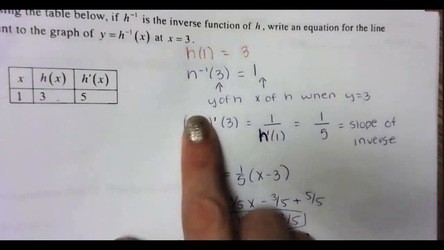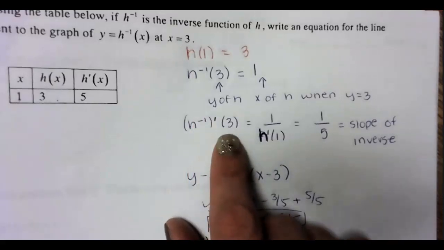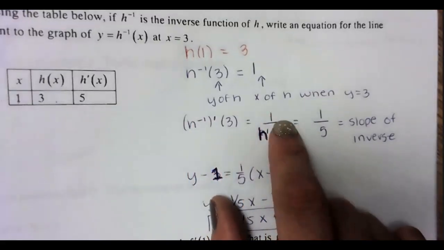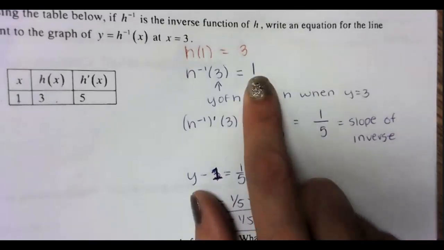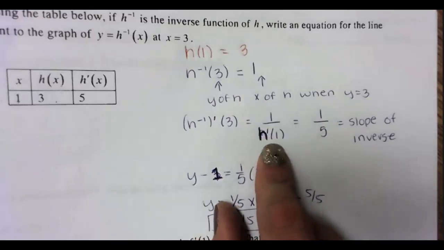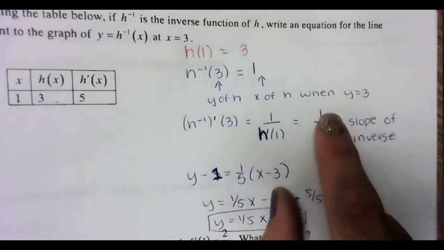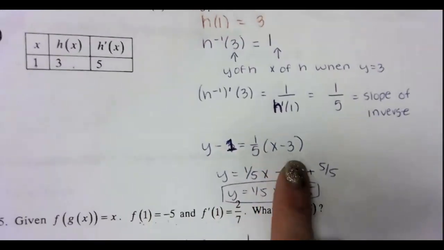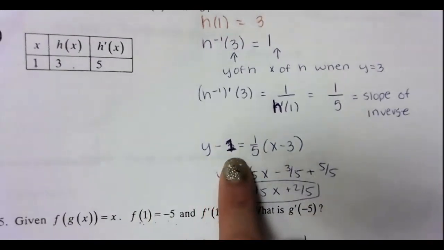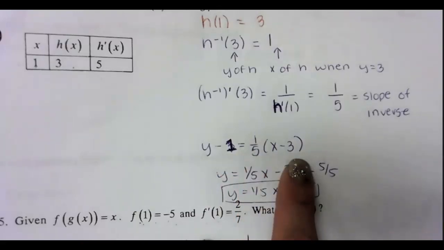So if you want to find the derivative of that inverse, so H inverse prime of 3 is equal to 1 over H prime of 1. So the answer here is what we find its derivative of in the denominator. So that's 1/5. And again, that 1/5 represents the slope of the inverse. So the equation of your tangent line is y minus y1 equals 1/5 times (x minus 3).